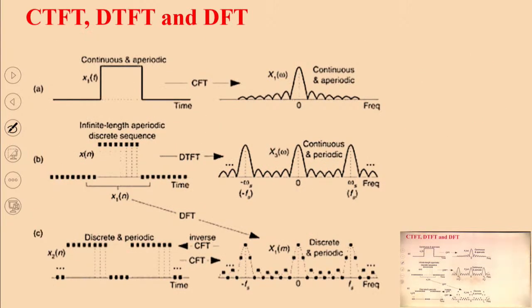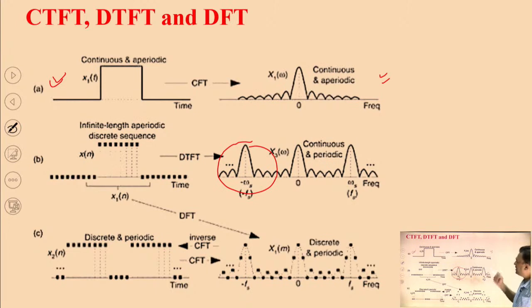Now from this chart you can easily see what CTFT, DTFT and DFT are. In the case of CTFT, the signal is continuous and aperiodic, and the spectrum is also continuous and aperiodic. In the case of DTFT, your sequence is of infinite length, aperiodic and discrete, and you can see here the spectrum is periodic. Again the same thing appears.